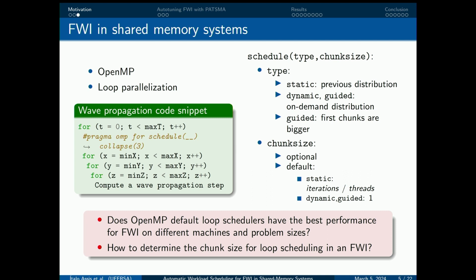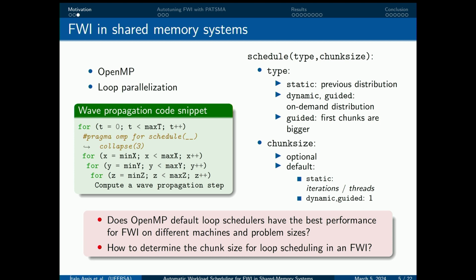Let's look at a code snippet of a wave propagation. In general lines, it has a loop of time iterations, and inside of it we have nested loops for the spatial iterations. One of the HPC techniques used to reduce the time to execute the simulation is using loop parallelization. And one of the main tools for doing that is OpenMP. So if we use OpenMP, we can use the directive, the pragma omp for, and it's meant to divide the iterations over blocks and distribute those blocks over threads.